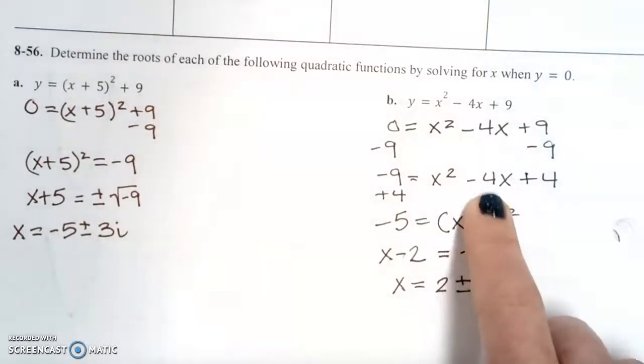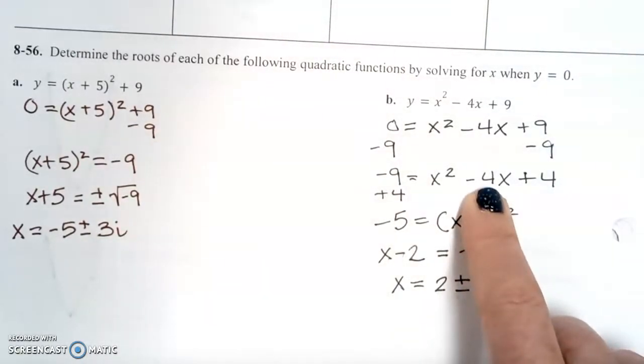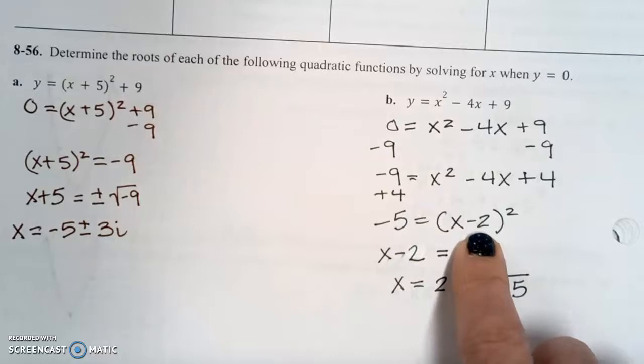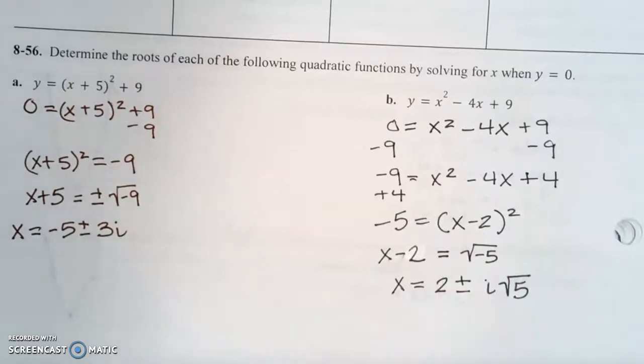Oh, you're going to take half of -4, which is -2, and then you multiply it by itself. So -2 times -2 is 4. That's what we call completing the square.